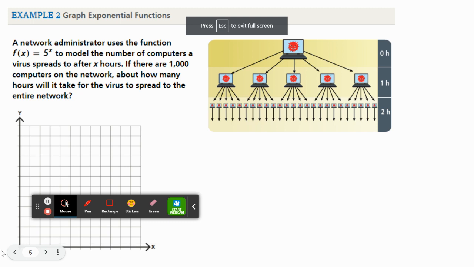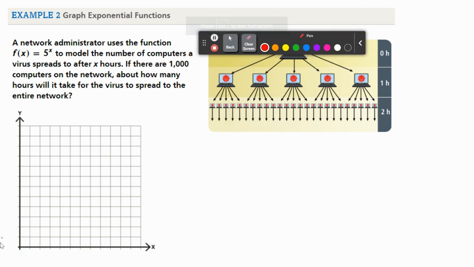So on here, this is our x. Here's 0. We're going to count by ones down here: 1, 2, 3, 4, 5. But up here, I want 1,000 to be on here. So if we go 1, 2, 3, 4, 5, 6, 7, 8, 9, 10, 11, 12, counting by 100: 100, 200, 300, 400, 500, 600, 700, 800, 900, 1,000, all the way up to 1,200. We'll be able to graph a lot of the values there.